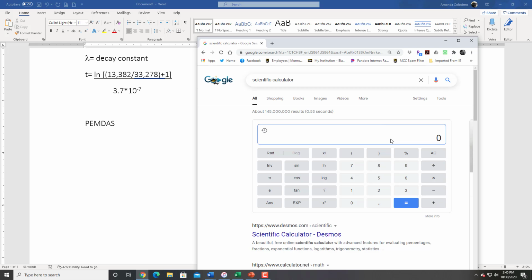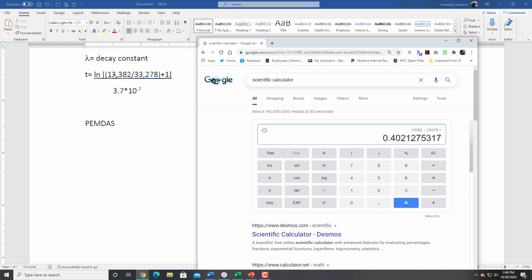So on my scientific calculator here, in parentheses, this is the first thing I see, right? That's because this is parentheses within these other parentheses here. So in here, I'm going to type in, and I'm just using my keyboard now, 13,382 divided by, I just hit the slash above the number keys there, 33,278 equals. Okay, so that's inside here, but now I have to keep resolving what's inside this parentheses.